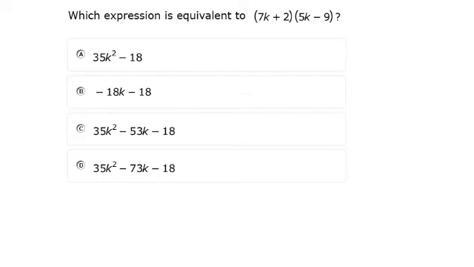Foiling, right? Foiling method, right? Yeah. So you have to do something. For the first one, we do 7k times 5k, which is 35k squared, and then we have negative 18. Then you have 2 10k. Then you have 7k. 7 times 9 is... okay. Minus 63k. So we add this up.